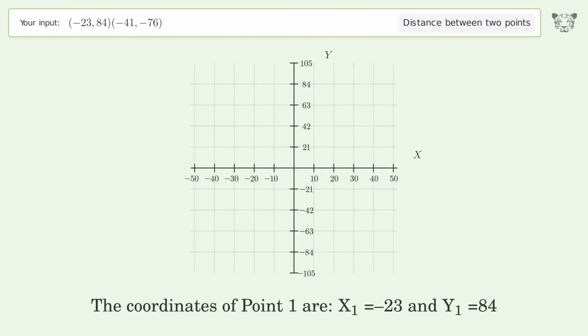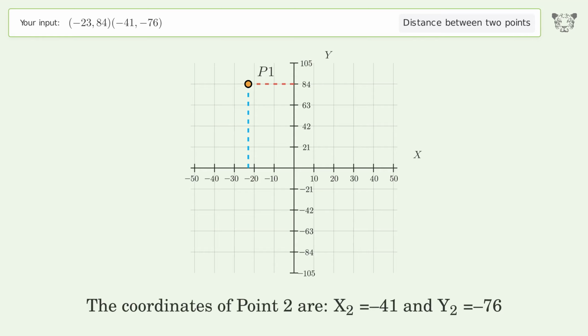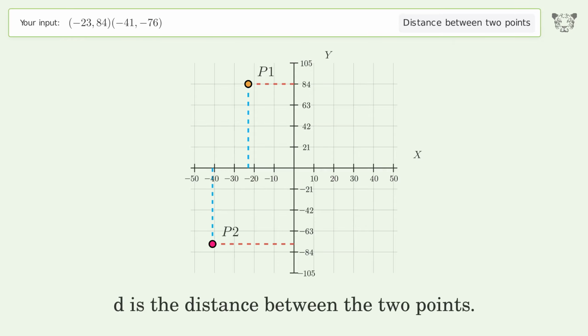The coordinates of point 1 are x1 equals -23 and y1 equals 84. The coordinates of point 2 are x2 equals -41 and y2 equals -76. D is the distance between the 2 points.